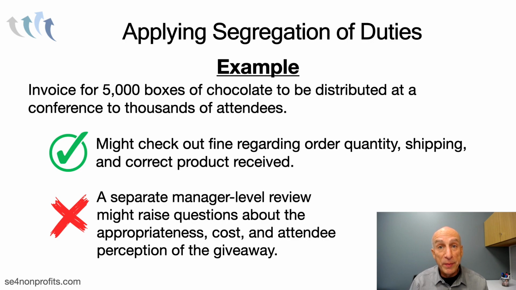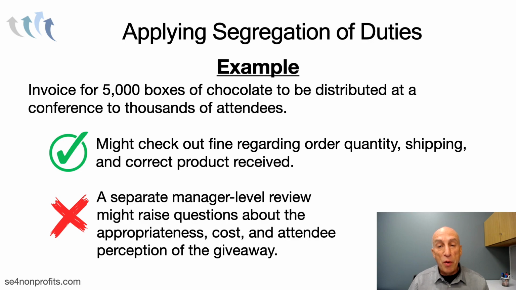And what if, and I hope this doesn't happen, what if someone at the conference actually complained and maybe even tweeted out that here I'm at a conference on homelessness and we just spent $42,000 on boxes of chocolate for the attendees? So with that second lens, yes, the order was correct, but we might have caught it and said, hey, you know what? Maybe we shouldn't do that this year.